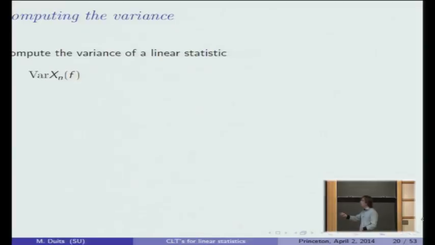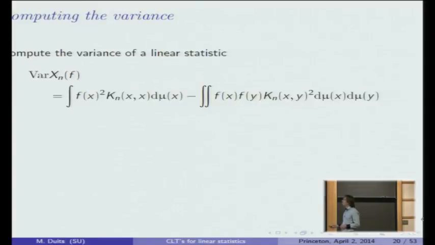So this is what we're going to do. Let's compute the variance of the linear statistic for differentiable functions. But first, let me rewrite the variance a little bit. I start with the fact that for a determinantal point process, you can always write the variance as a difference of two integrals: a single integral of f(x) squared times the diagonal, and then f(x) f(y) times the square of the kernel. Here I also used that the kernel is symmetric.